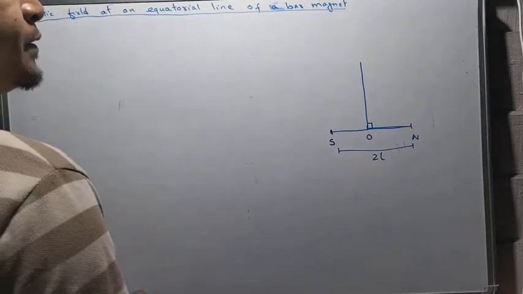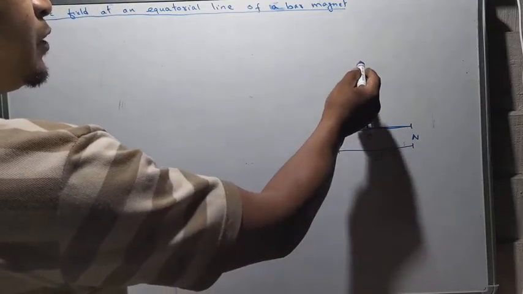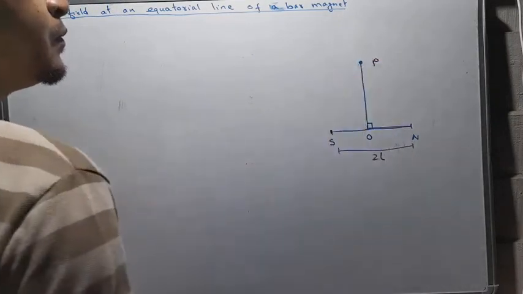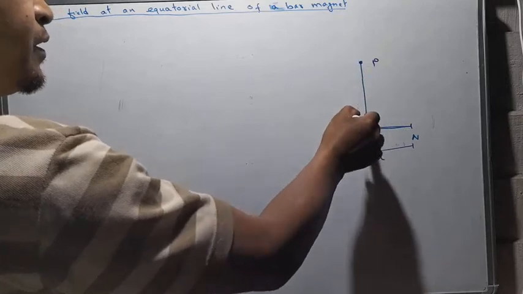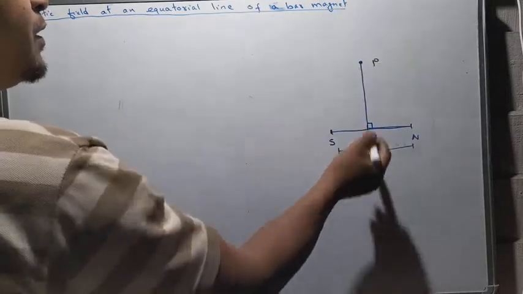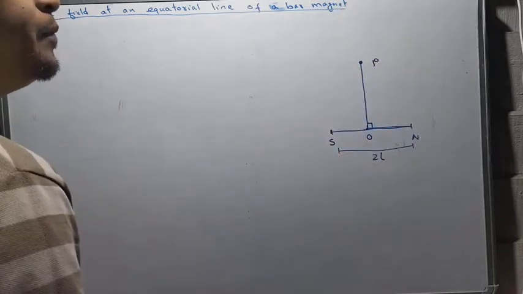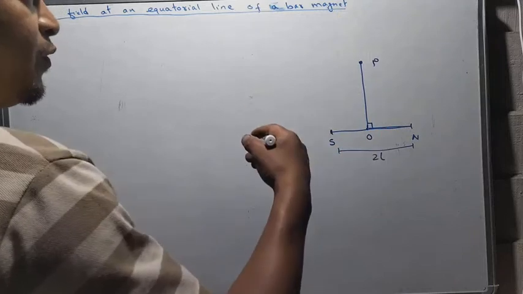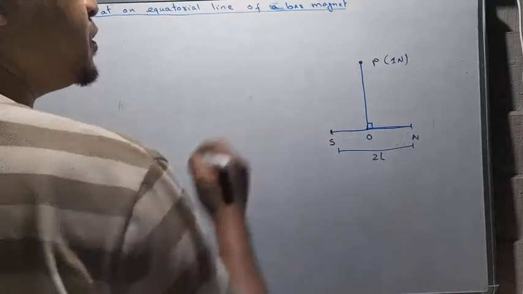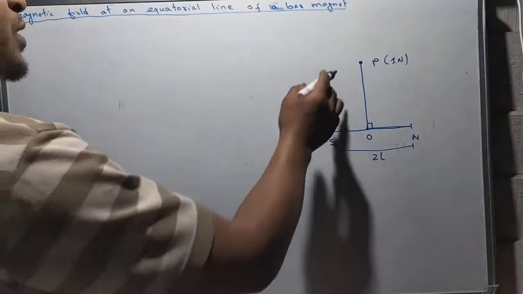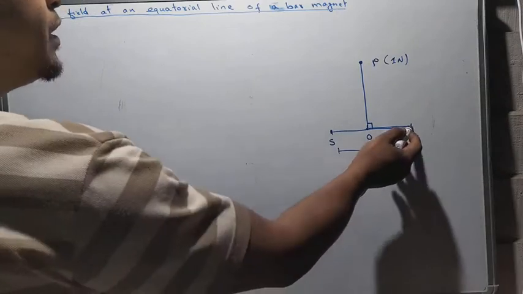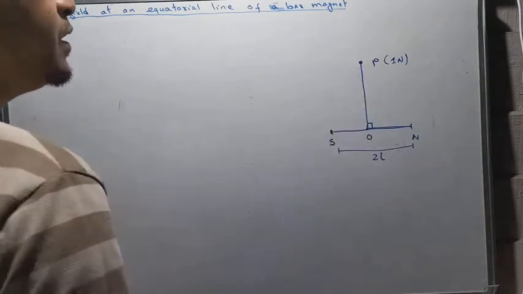Now I want to determine the magnetic field, say at this point P, which is a point on the equatorial line. You know the equatorial line is a line which passes perpendicular to the center of the dipole. Alright, so like before, we will consider a unit north pole placed at this point P. So this unit north pole will experience two magnetic forces: one from the south pole and the other from the north pole.